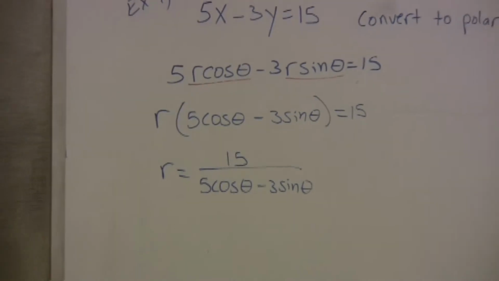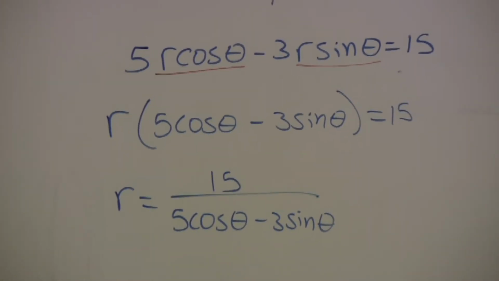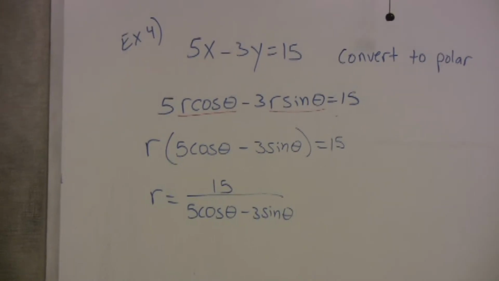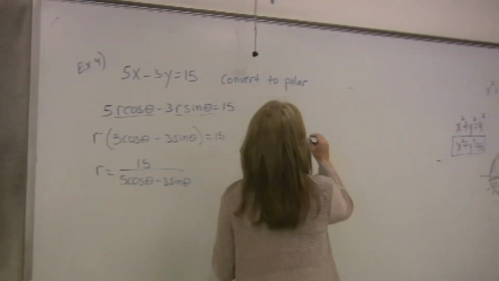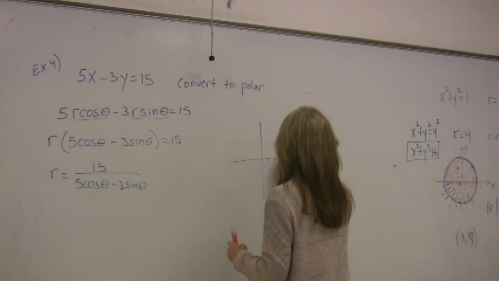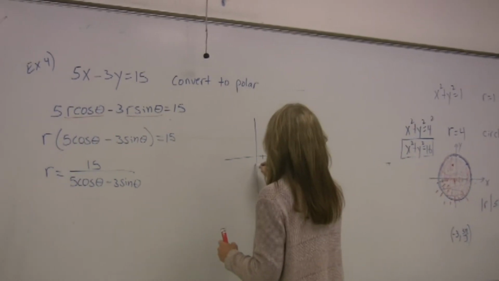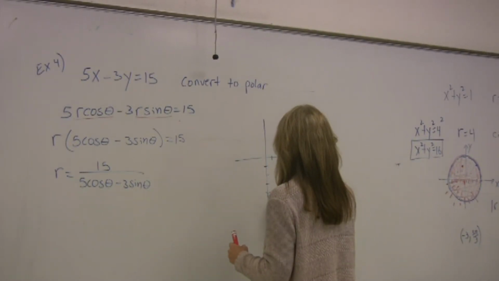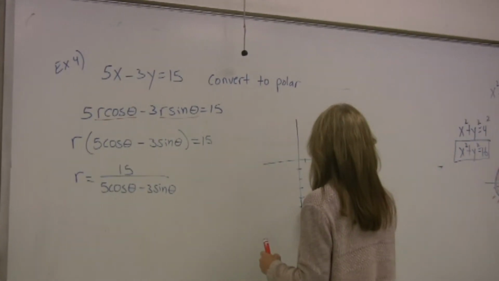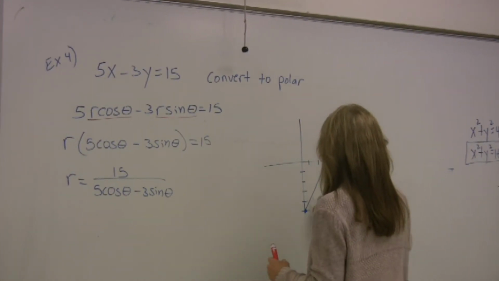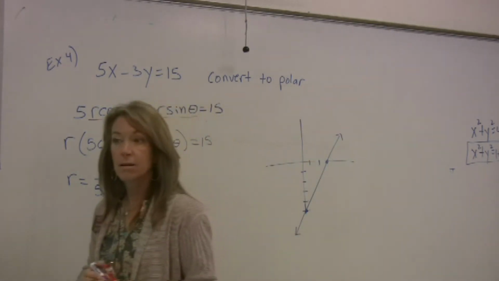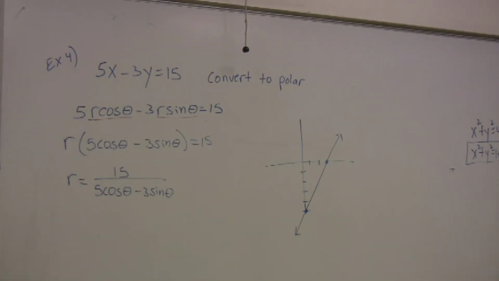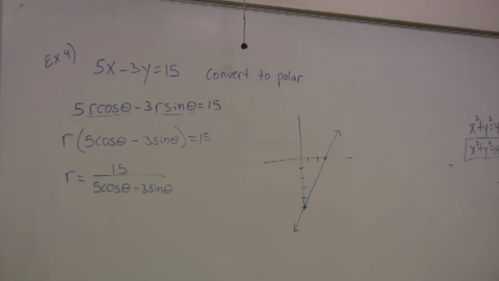Do me a favor and put that one in your calculator carefully. See if you get an equation of a line. Make sure you have the right denominator, right parentheses. So, that's a really messy equation of a line.